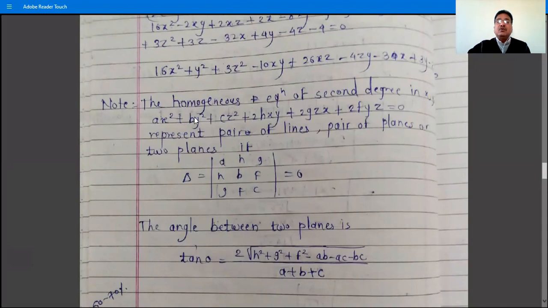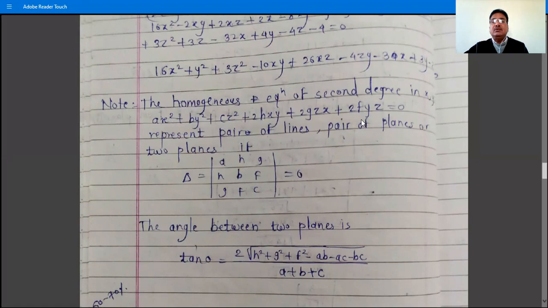So this is the homogeneous equation of second degree. If you observe each term in this equation, the addition of powers of x, y, z is 2. Here the power of x is 2, power of y is 0, power of z is 0, addition is 2. Similarly, x into y means x raised to 1, y raised to 1 and z raised to 0. If you add the indices of x, y, z, the addition is 2.